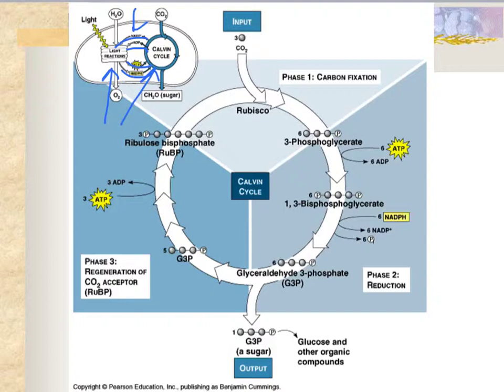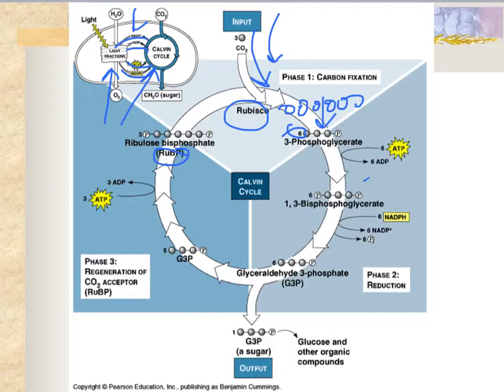Okay, so here you have the carbon being fixated using rubisco. It combines with this RUBP, and it creates this 6-carbon intermediate that is so unstable it immediately splits into two 3-carbons, the 3-phosphoglycerate. Okay, and it shows 6 here because this is happening 3 times. All right, so when it splits, then now we have 6 of those things.